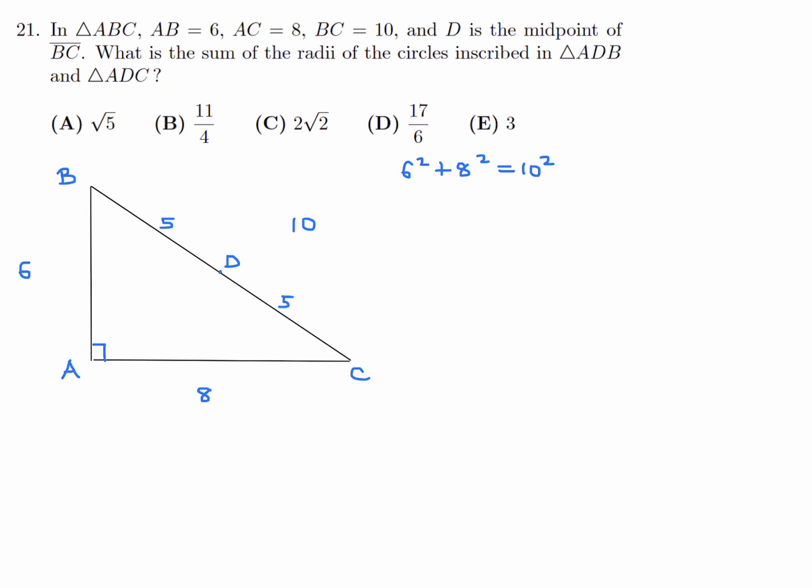And they draw a line, obviously, from A to D, and they want you to figure out the sum of the radii of the circles inscribed in these two triangles. So first, before we talk about circles, let's try to figure out the length of AD. I think that's definitely going to help us. Well, I can do that.